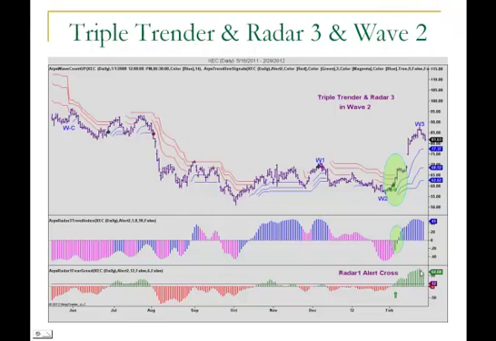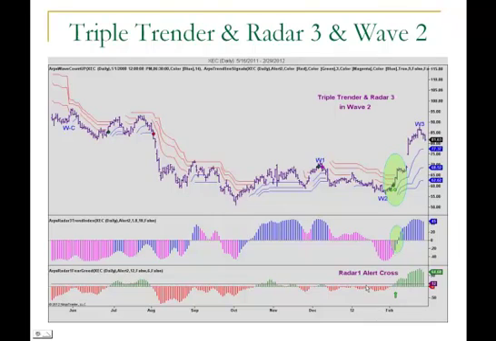We can use this tool in conjunction with the triple trender and the Radar 3 trend strength and the Radar 1 fear greed indicator to help us identify early entry opportunities. In this case, we see we had completed wave 2, we were beginning to identify wave 3 when we saw this triple trender buy signal, and by the time the triple trender buy signal had occurred, Radar 3 had crossed the zero line with a bullish indication.